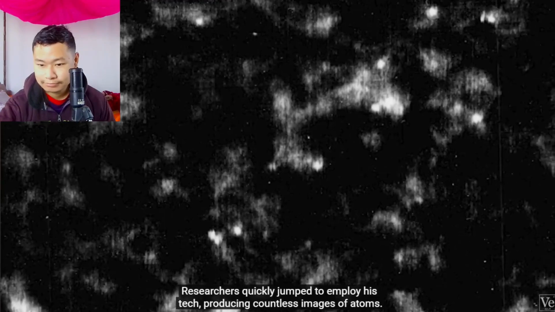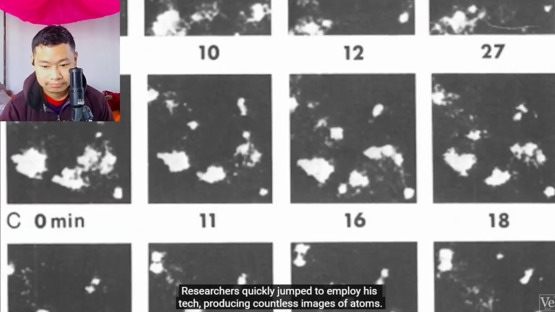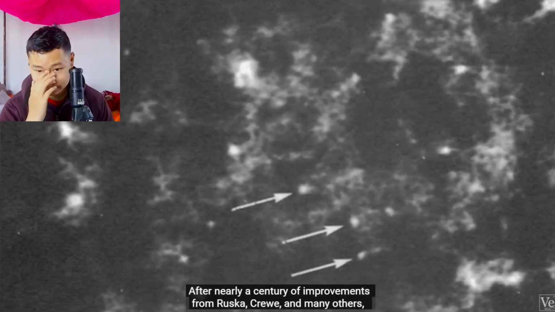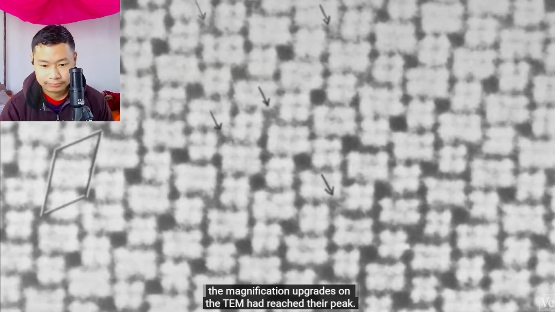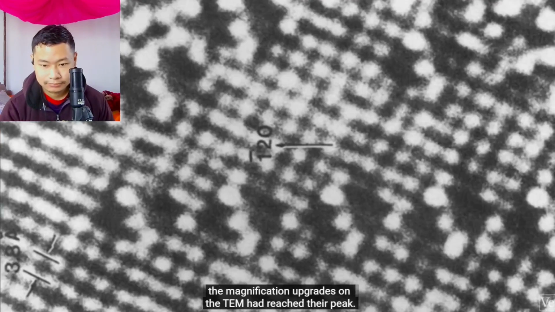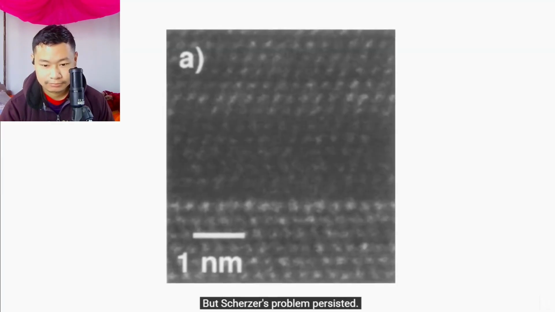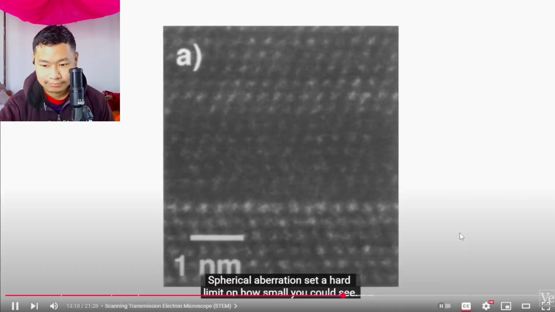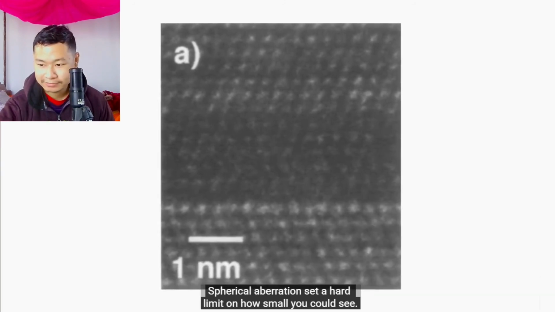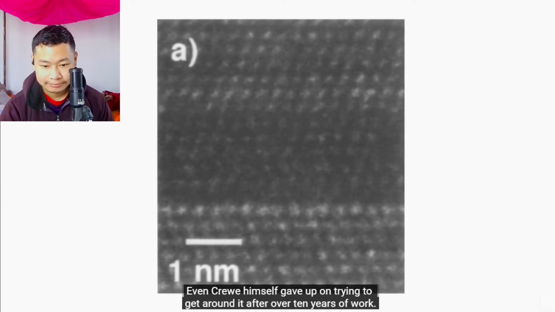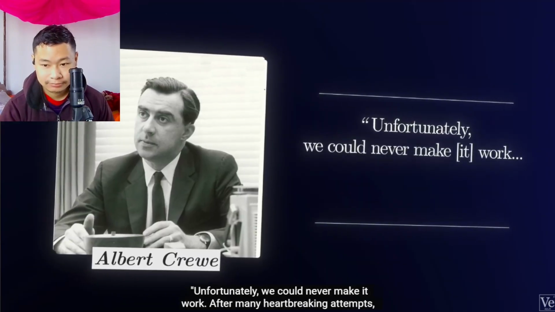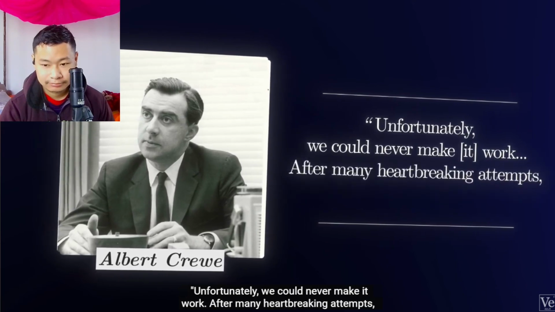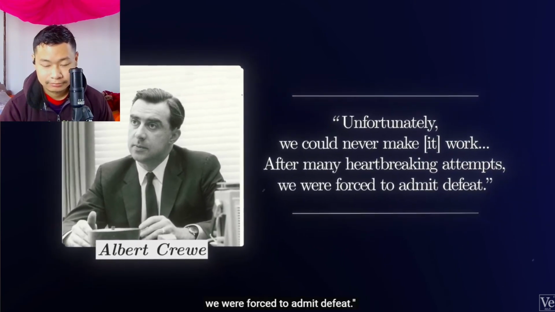Researchers quickly jumped to employ his tech, producing countless images of atoms. After nearly a century of improvements from Ruska, Crewe, and many others, the magnification upgrades on the TEM had reached their peak. But Scherzer's problem persisted. Spherical aberrations set a hard limit on how small you could see. Even Crewe himself gave up on trying to get around it after over 10 years of work. Unfortunately, we could never make it work. After many heartbreaking attempts, we were forced to admit defeat.